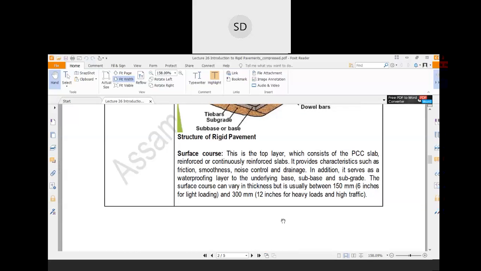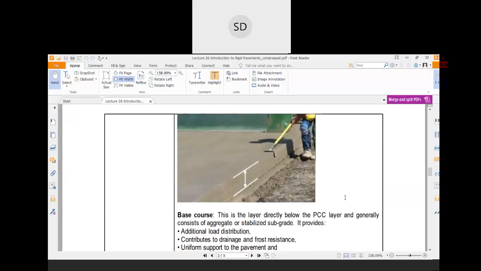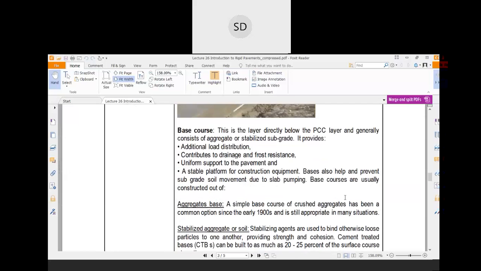The pavement portion should be impermeable so that the water over it can be easily drained off and your subgrade can be protected. In addition, it serves as a waterproofing layer to the underlying base, sub-base, or subgrade courses if you use them. The surface course can vary in thickness, but it is usually between 150 mm and 300 mm. You need to remember this. The thickness of the surface course for the rigid pavement would be between 150 mm and 300 mm.